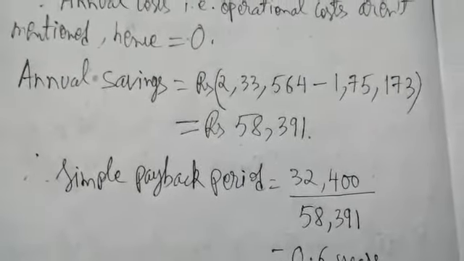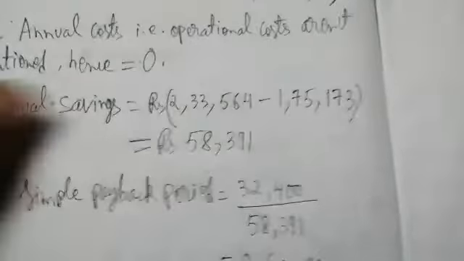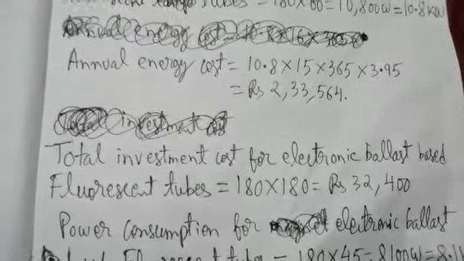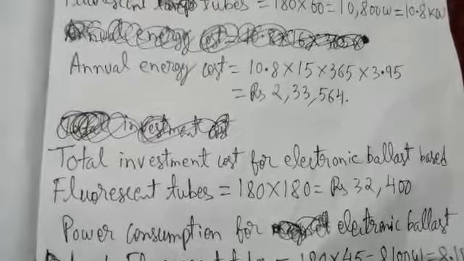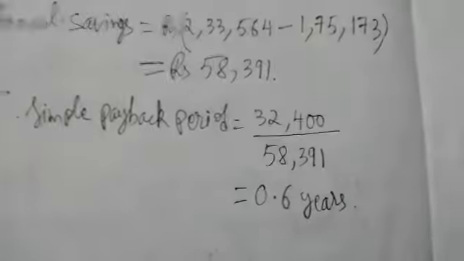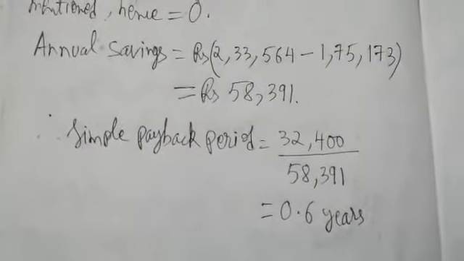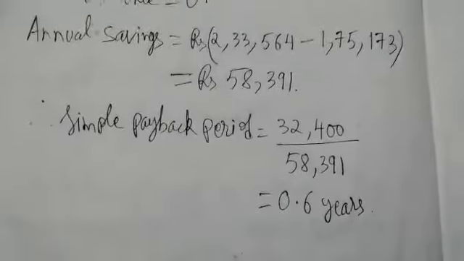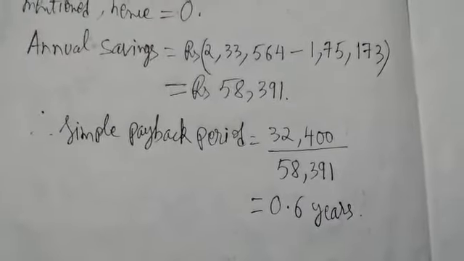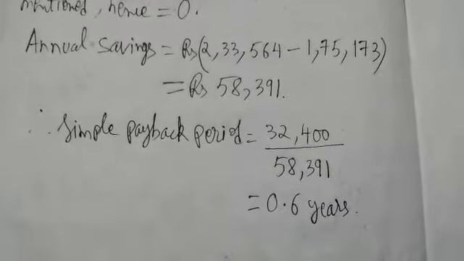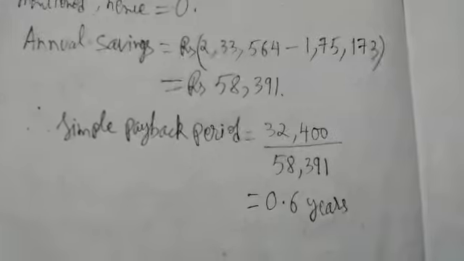Simple payback period is equal to the total investment made. What was the total investment made? The total investment made was rupees 32,400. That was the total investment cost for the electronic ballast based fluorescent tubes. So 32,400 rupees divided by your annual savings, rupees 58,391, that is equal to 0.6 years. So it means within 0.6 years, the commercial building can basically get back its investment money.